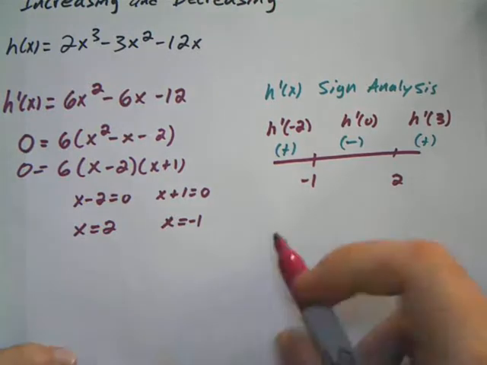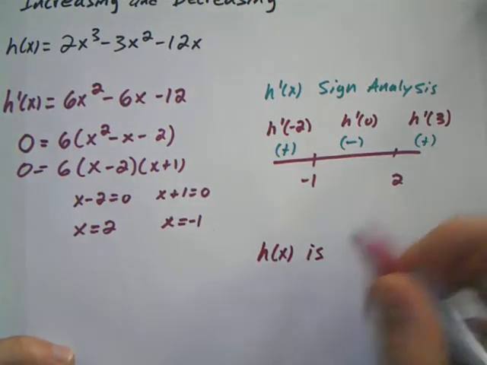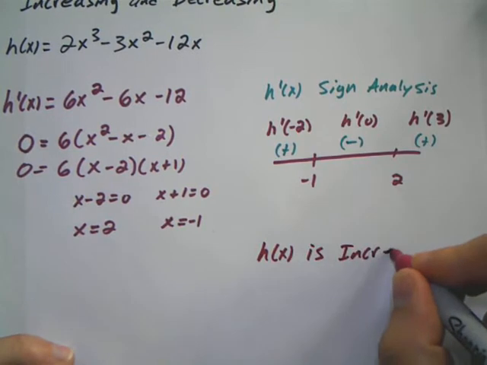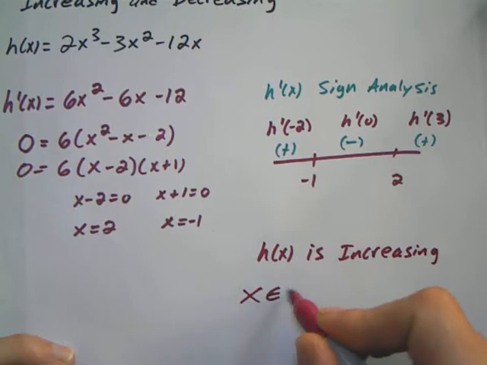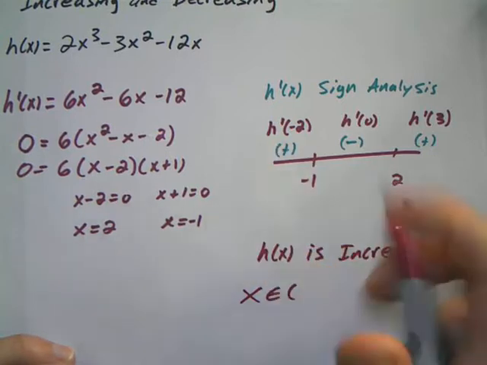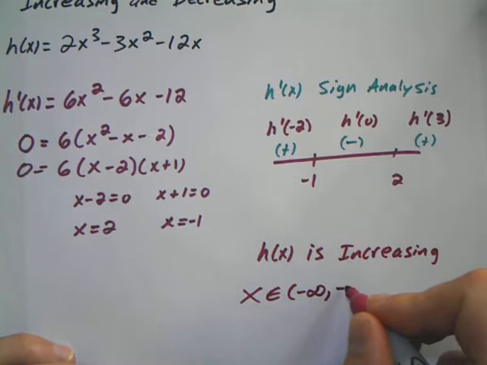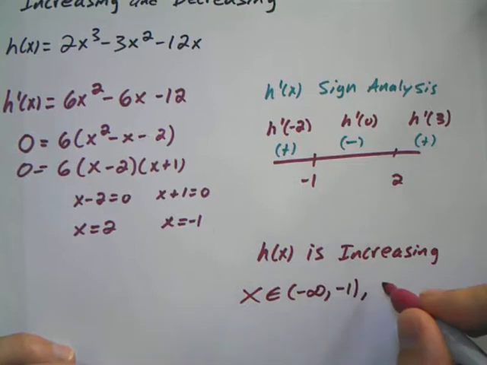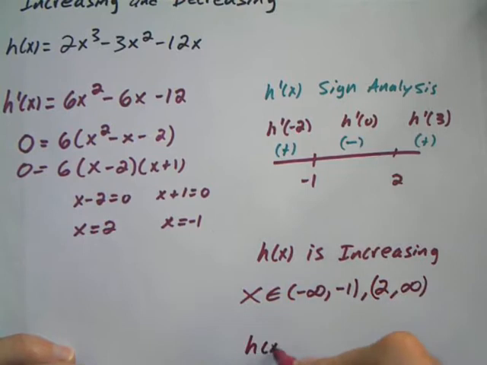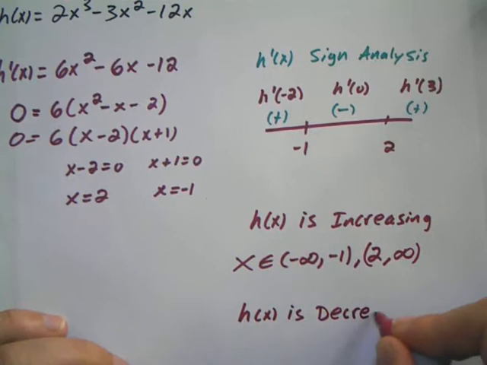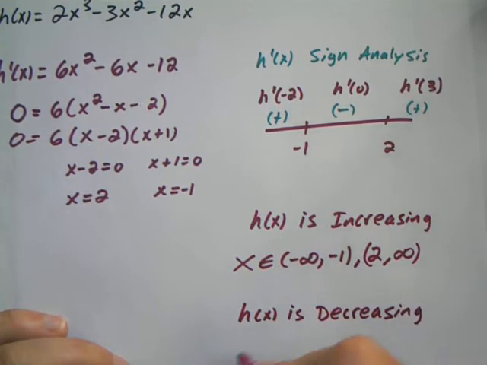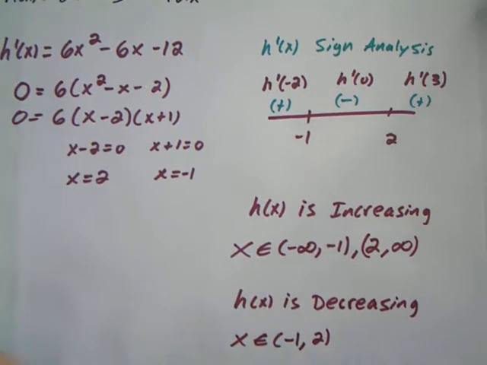So I can say h of x is increasing, and I can put in interval notation x as an element of: the derivative was positive from negative infinity to negative 1, and also from 2 to infinity. And you would say h of x is decreasing, x as an element of only from negative 1 to positive 2.